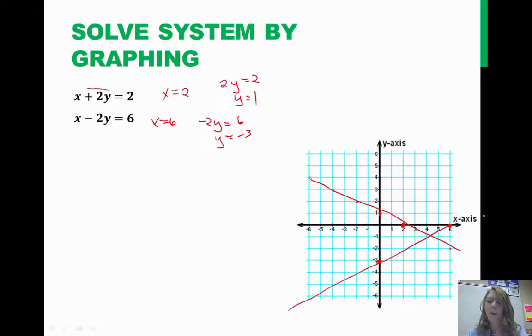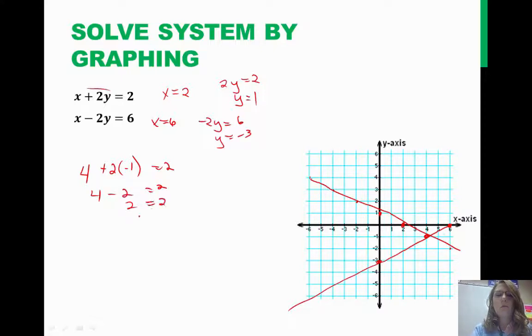So it looks as if our point, and like I said, this is not a very good line, it looks like it should be at 4, -1. Now we can check that to make sure that that is indeed the point. So let's put it into our equation. 4 plus 2 times -1 equals 2. 4 minus 2 equals 2. 2 equals 2. So that works for the first one for sure.